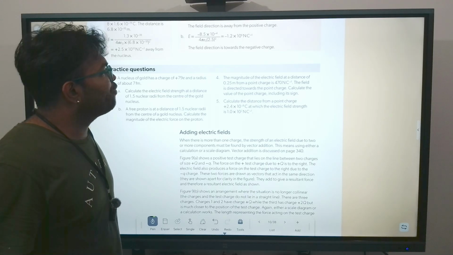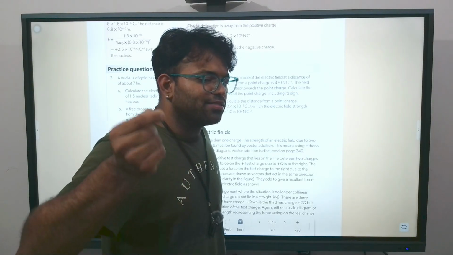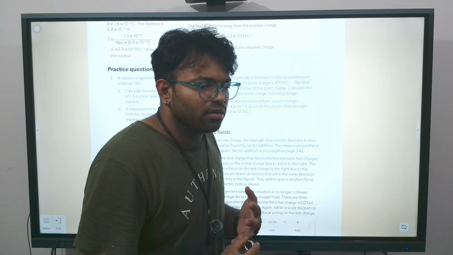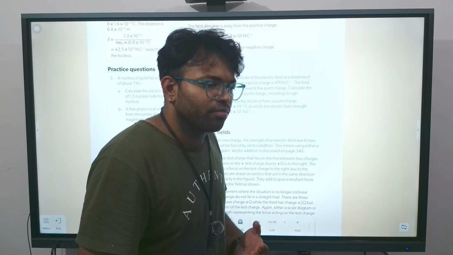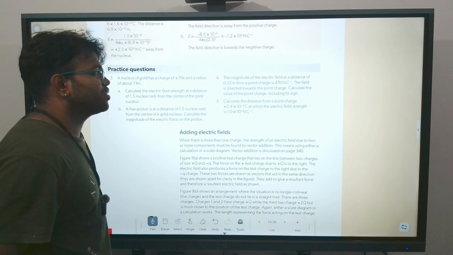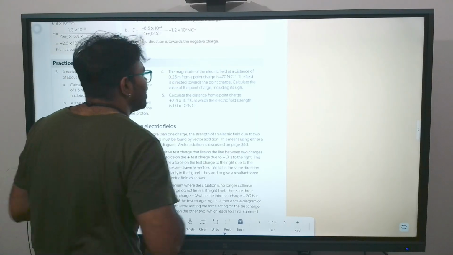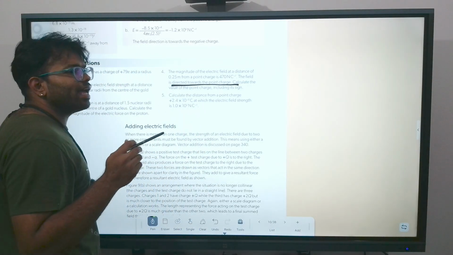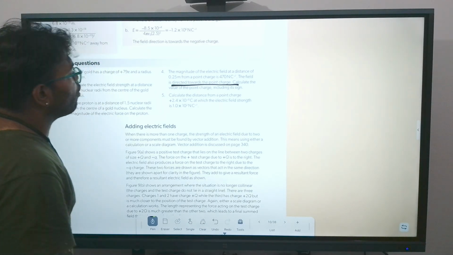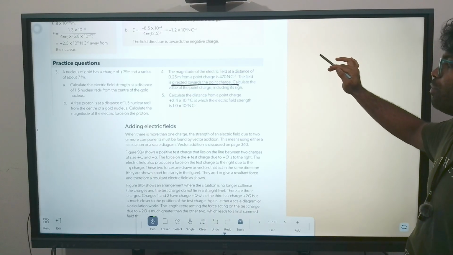The magnitude of an electric field at a distance of 0.25 meters from a point charge is 470 newtons per coulomb. The field is directed towards the point charge. So, Akshay, from this small line, the field is directed towards the point charge, what can you tell me about the nature of the charge? Towards the point charge, it is negative. Exactly. Calculate the value of the point charge, including the sign. This one small line gave us the clue that the field is going inward towards the charge. Understood?